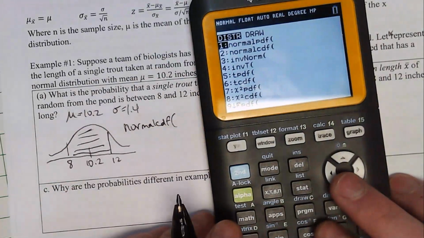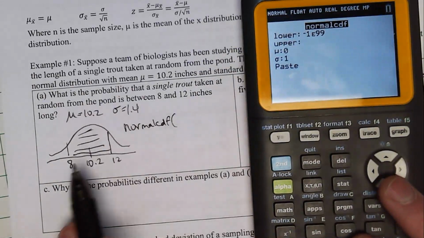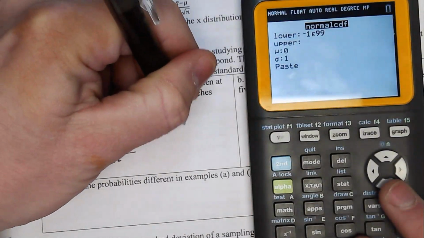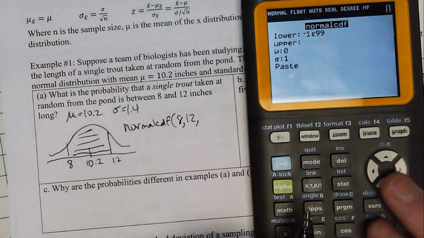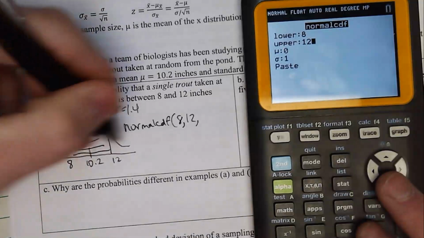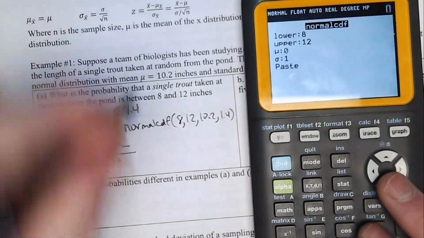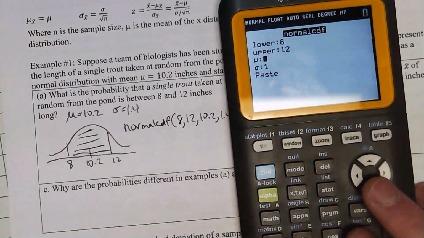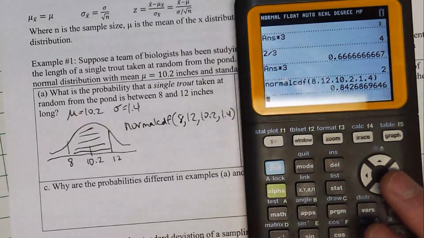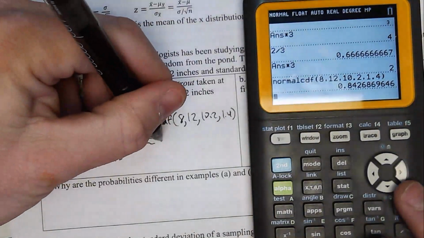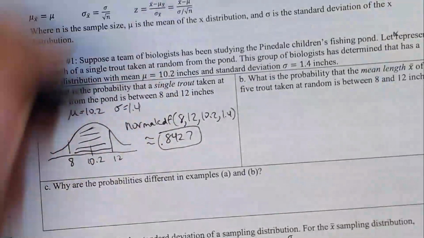So 2nd vars, normal CDF. My lower bound, where does the shading start? How far left does it go? 8. How far right does it go? 12. My mean is 10.2, and my standard deviation is 1.4. Okay, so pretty straightforward here. And so we get 0.8427. Okay, so that is the probability for a single trout.